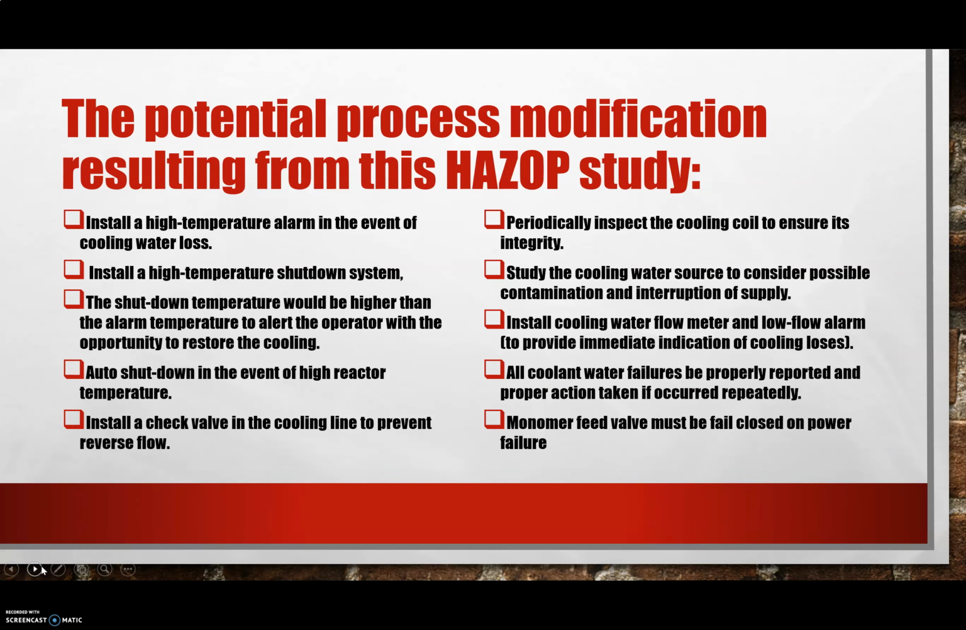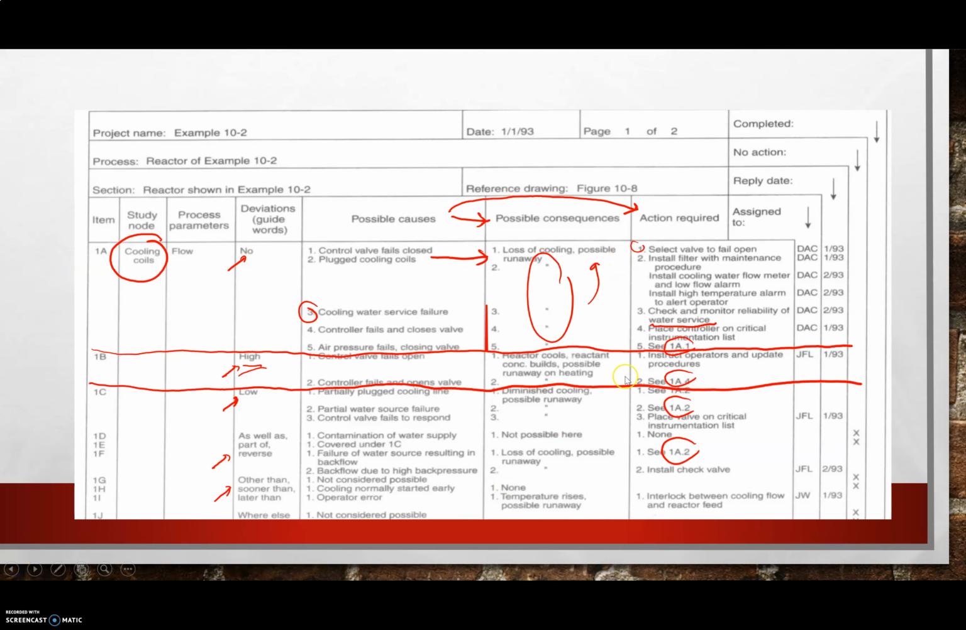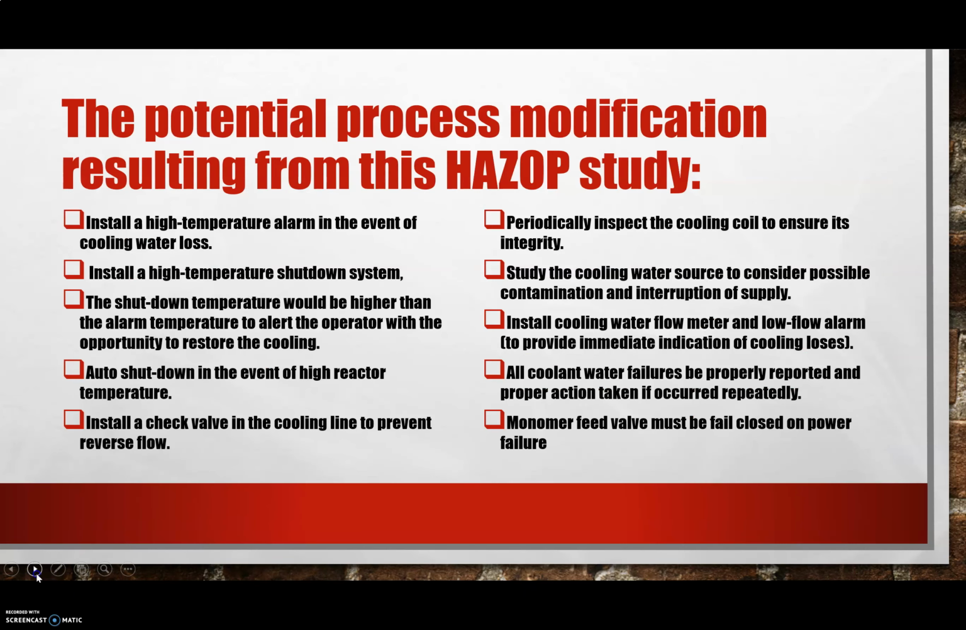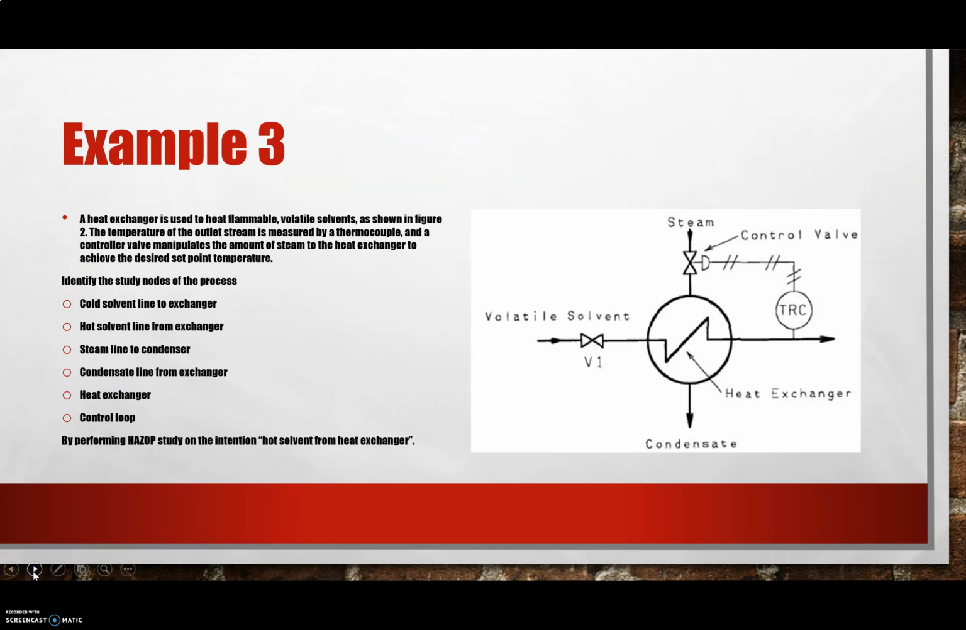This is the potential process modification. It's only some modification after you have your recommendation. So you have a list of recommendations to prevent the consequences and the possible causes, and you can make the modification from these recommendations. Basically the same applies to example number 3. We will look at example number 3 in the next video.